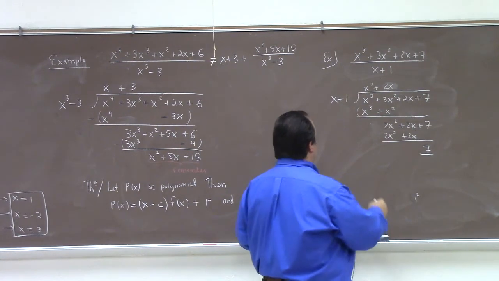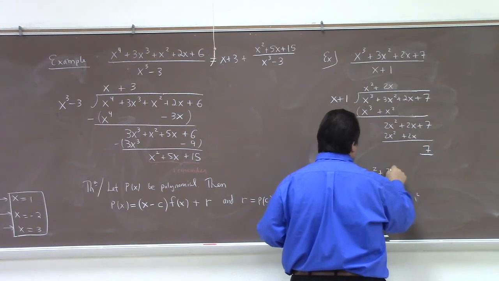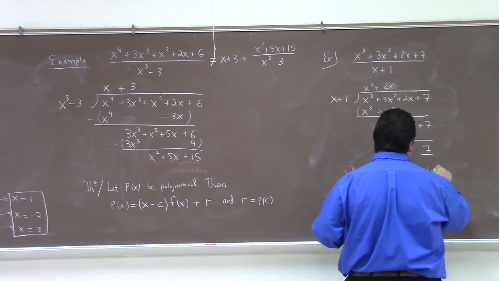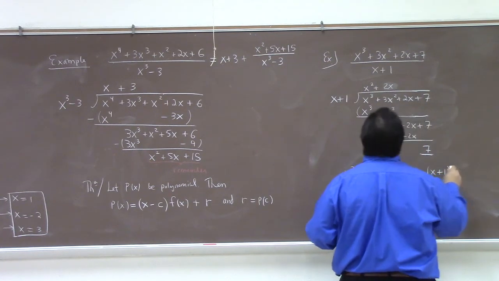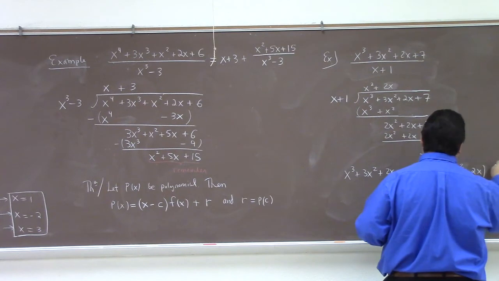So what this shows is that x cubed plus 3x squared plus 2x plus 7 is actually equal to x plus 1 times x squared plus 2x plus 7.